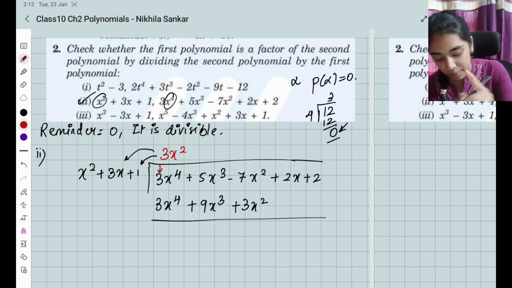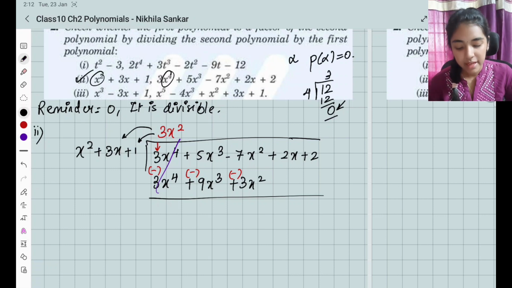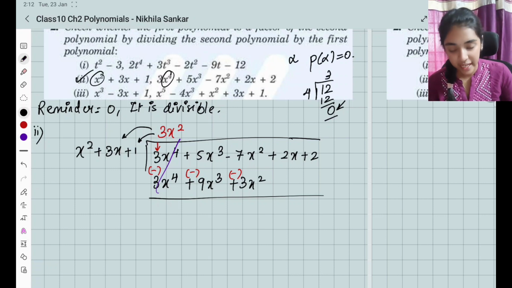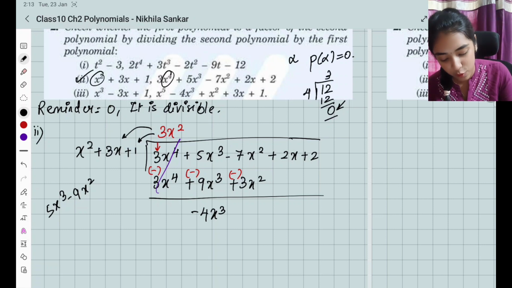Now we have to subtract. Remember, in that minus, the plus becomes a minus. The first term goes off. 3x power 4, 3x power 4 போயிடுச்சு. Then we have 5x cube minus 9x cube, so we have minus 4x cube. In the subtraction-ல தெரியுதில்ல, you have 5x cube minus 9x cube. So 5 minus 9 is minus 4. So minus 4x cube. Then minus 7x square minus 3x square.